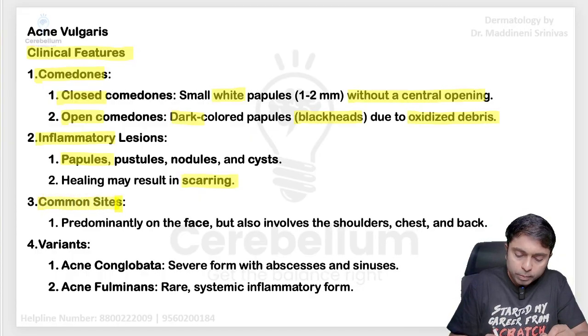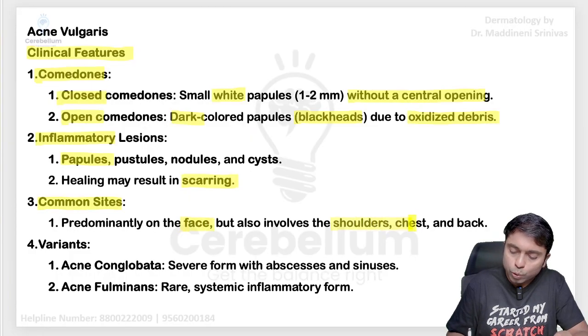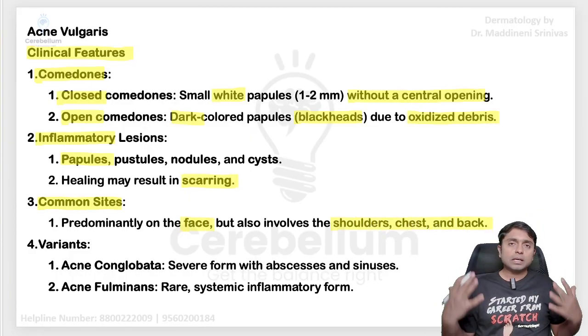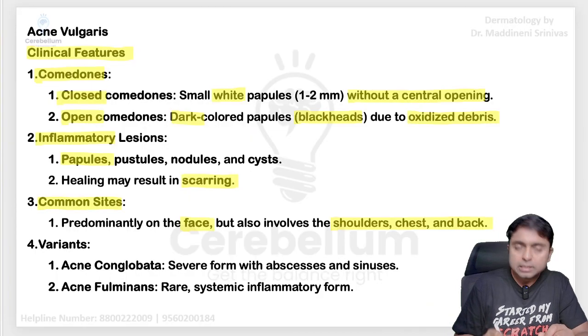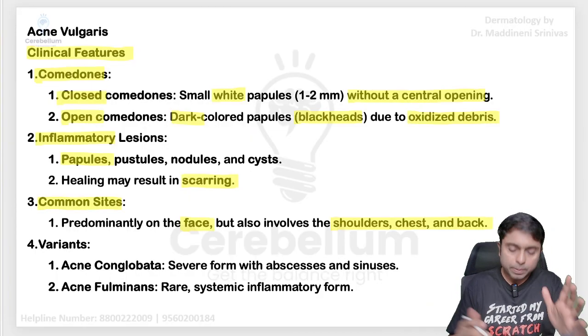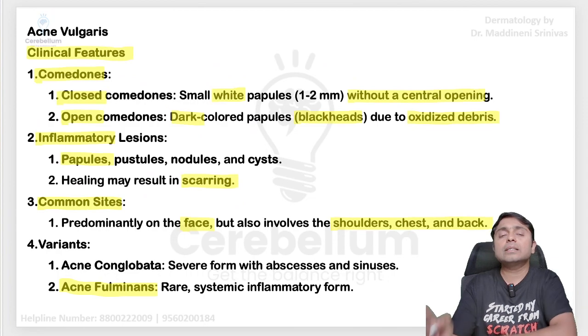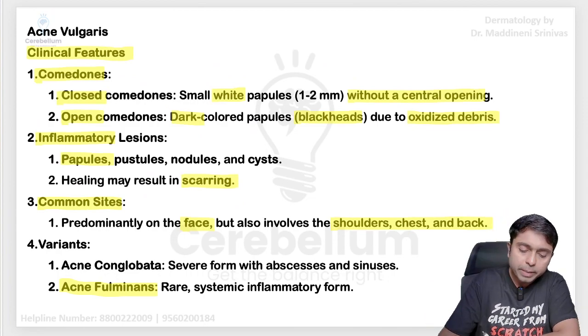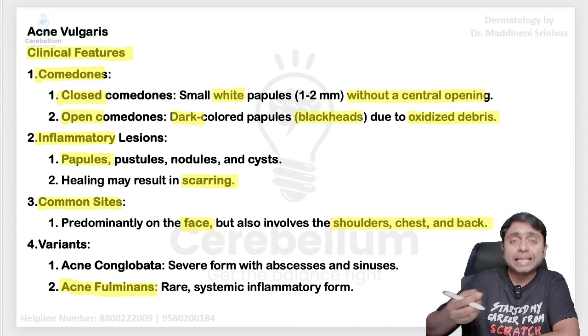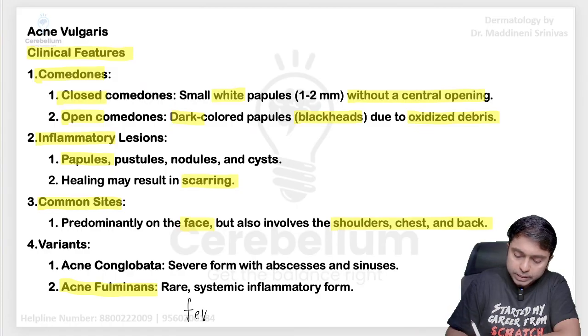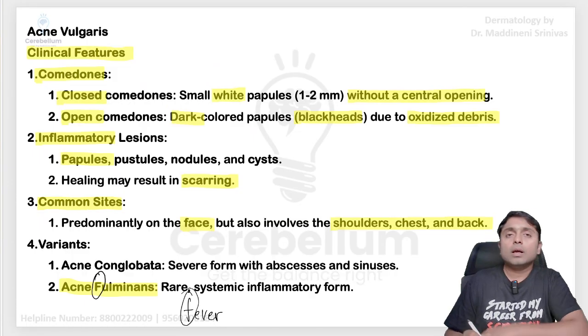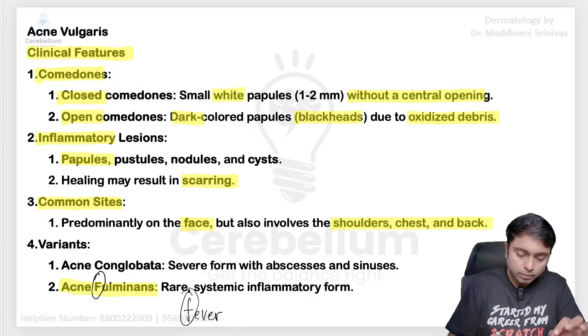So what are the common sites? Like I have already told you, the face is the most common site, but it can also affect the shoulders, chest, and also the back. The trunk can be affected. And there are certain variants of acne which you can just remember. Acne fulminans is a severe form of acne in which the patients are going to have, along with the acne lesions, fever, because of the excessive inflammation happening in the body. You can remember it as fulminans has fever, and they are going to be associated with fever.